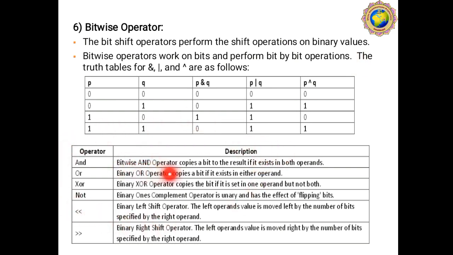Bitwise AND operator copies a bit to the result if it exists in both operands, and OR copies a bit if it exists in either operand. And NOT means binary ones complement. The operator is unary and has the effect of flipping bits. So dear students, whenever we perform this practically, your concept will be very clear in your mind, so don't worry.